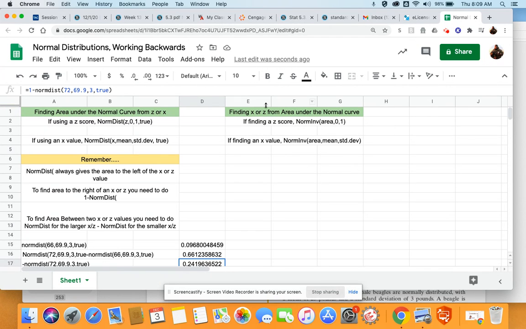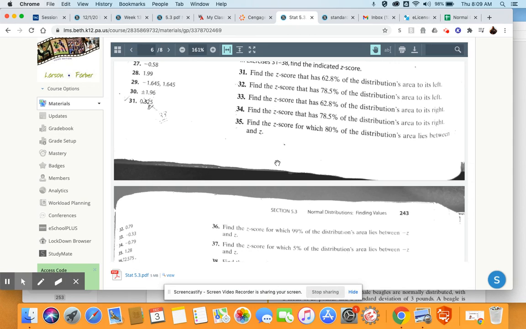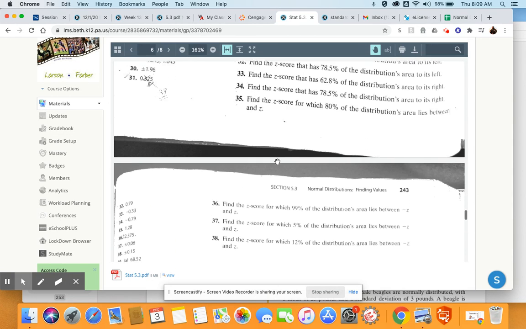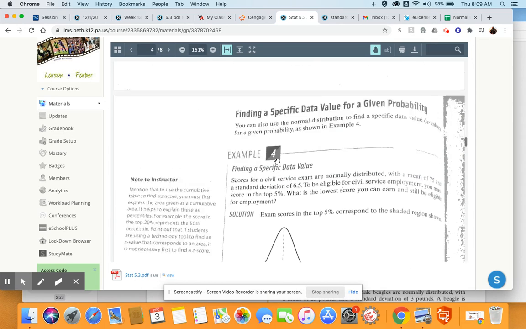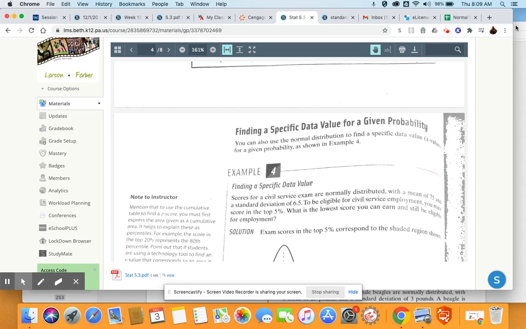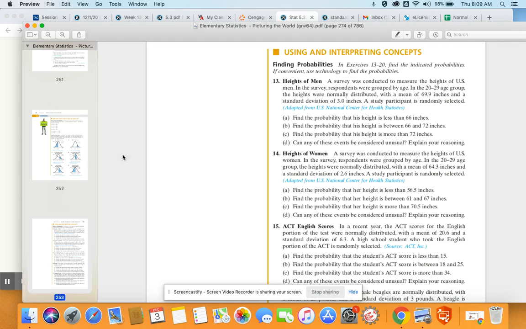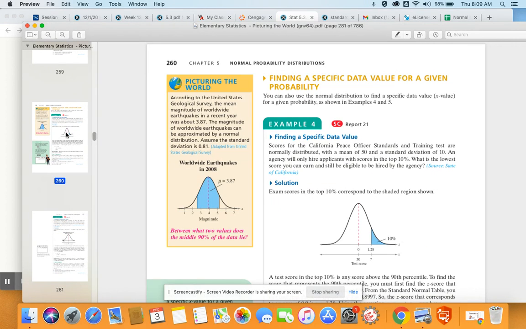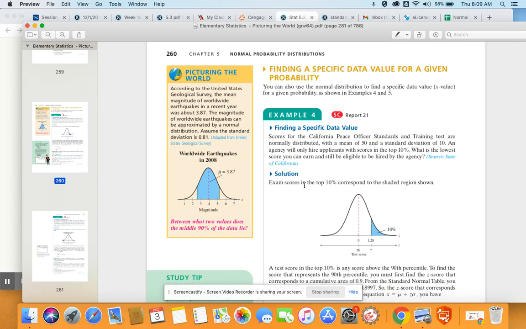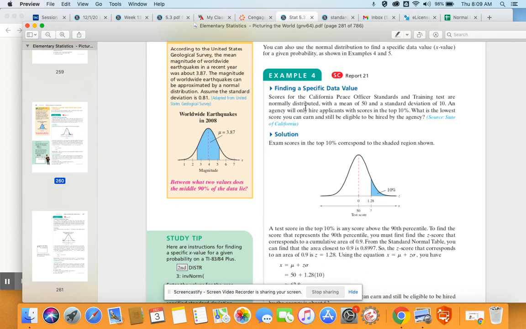Let's take a look at an example now from section 5.3. Let's see, I brought one up here and I don't know where I put it. Oh, you know what? I think I can go ahead and look at this and it'll be a little clearer for us. Here we go. Section 5.3, this is example number 4. And this is finding a specific data value.